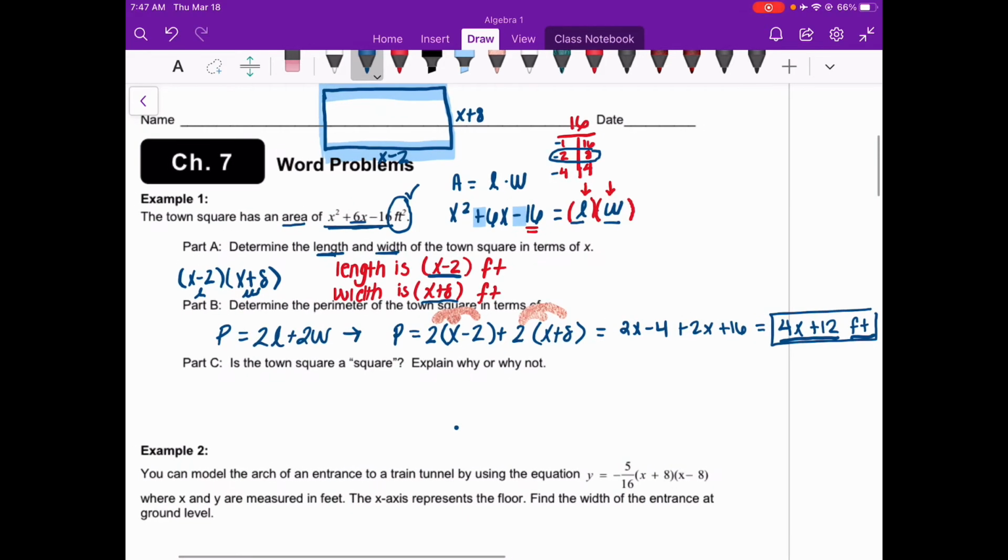Is the town square an actual square? Explain why or why not. So we know that a square has the same length and width, so all the sides are equal. Looking at the length and width we have here, is x minus 2 and x plus 8 equal? Well, no. One is x subtract 2, one is x add 8. So no, the length and width are not equal.